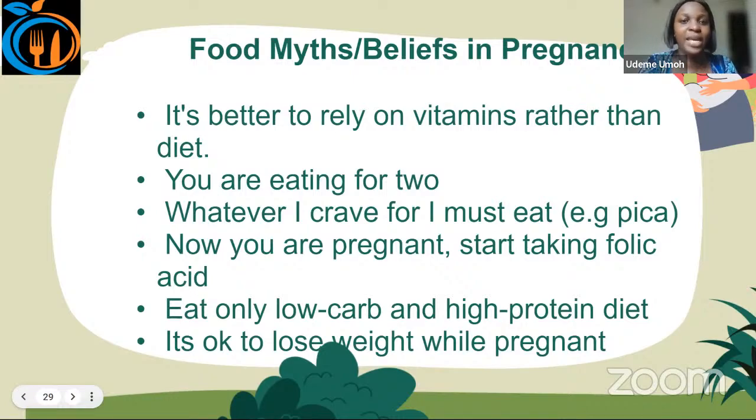Number two, you are eating for two. Remember that the weight that you are adding by saying you are eating for two is waiting for you after delivery. So it will be more challenging to maintain adequate weight. Now, let me talk about weight for a little. For the first trimester of pregnancy, for the first 3 months, you are not expected to add any extra weight.